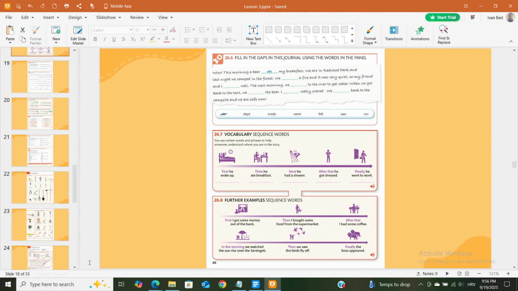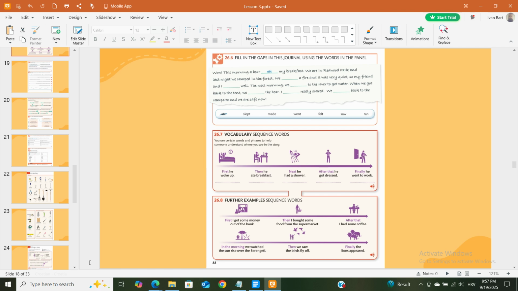26.7 Vocabulary: sequence words. You use certain words and phrases to help someone understand where you are in the story. Chan: First he woke up, then he ate breakfast. Next he had a shower. After that he got dressed. Finally he went to work.